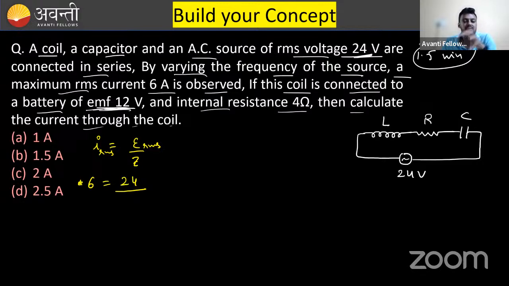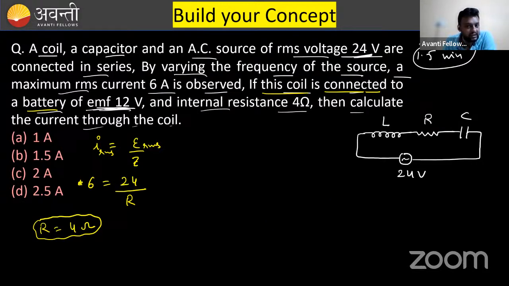And in resonance, what is the impedance of the LCR circuit? Can anyone answer? What is the impedance of the circuit in resonance condition? That is equal to the resistance. So you can calculate the resistance, and R comes out to be 4 ohm. Clear? Now, in the second part of the question, they are saying if this coil is connected to a battery.